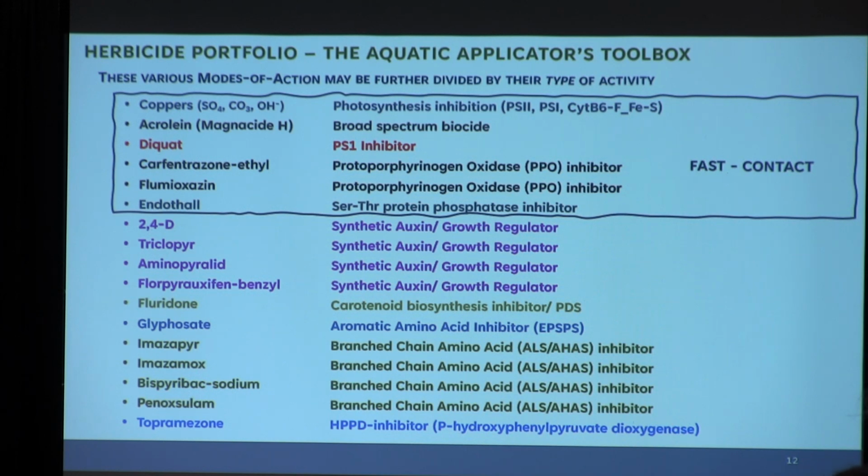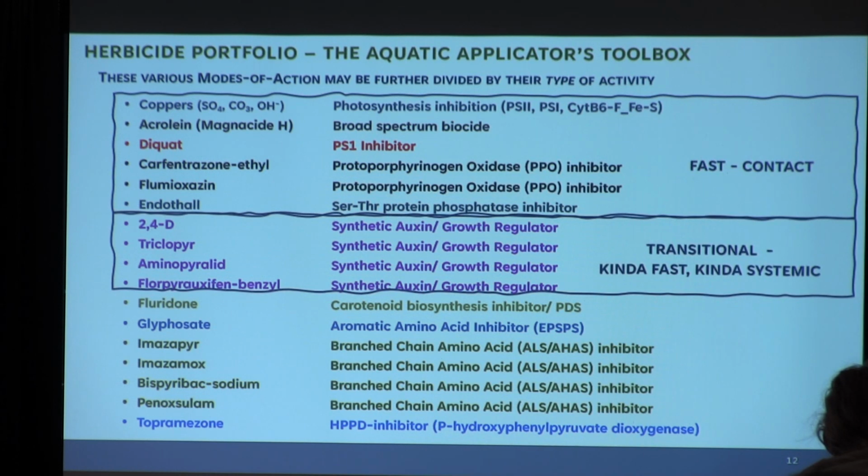Now, these 11 modes of action can be categorized as to how they work. So we've got fast contact type herbicides. These are ones that we put out, and generally within 8 to 24 hours, we're going to start seeing results. Diquat is a great example of this. Anybody heard of Diquat? 1, 2, how about copper? Copper, contact herbicide, very fast acting.